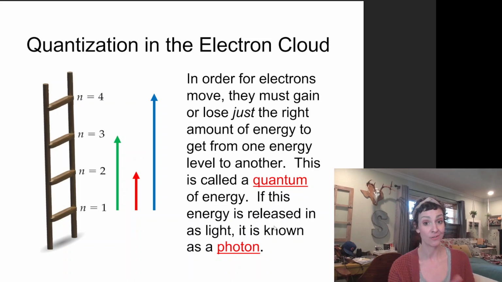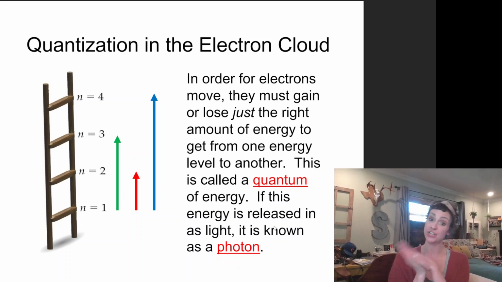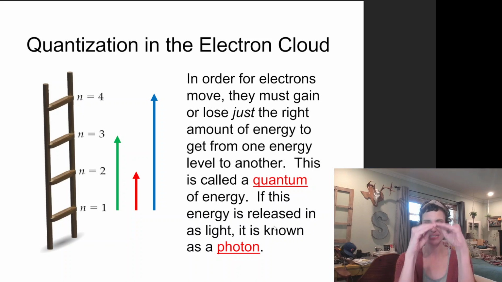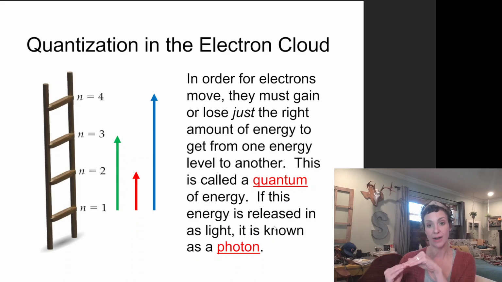Okay? And in order for electrons to move, they must gain or lose just the right amount of energy to get from one energy level to another. And this specific amount of energy that's required is called a quantum of energy. And if the energy is released as light as it falls down, that is when we see a photon of light. So this is a review, and you're like, why are we talking about this again? Because we're now going to expand on this in terms of our quantum model.